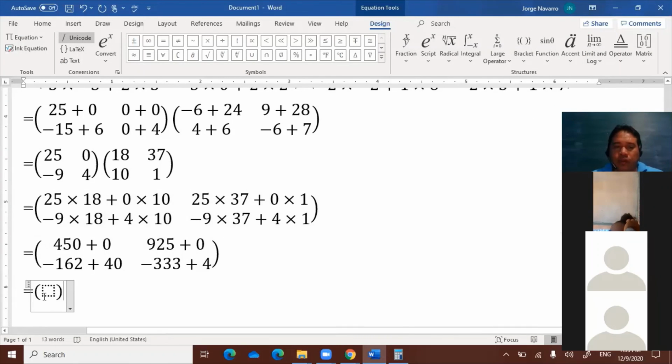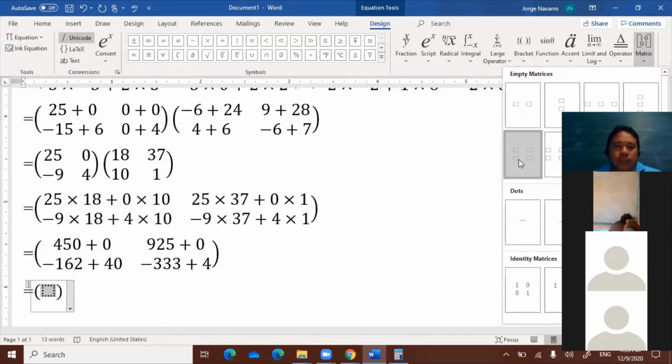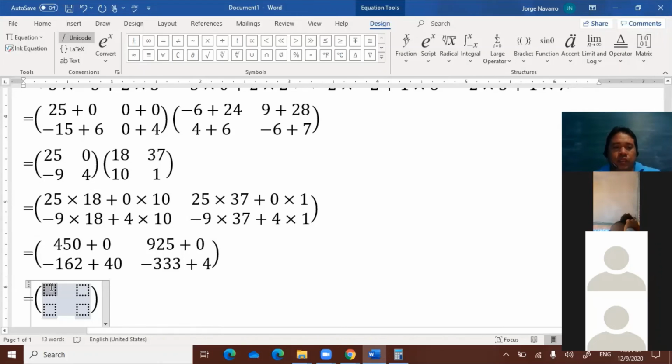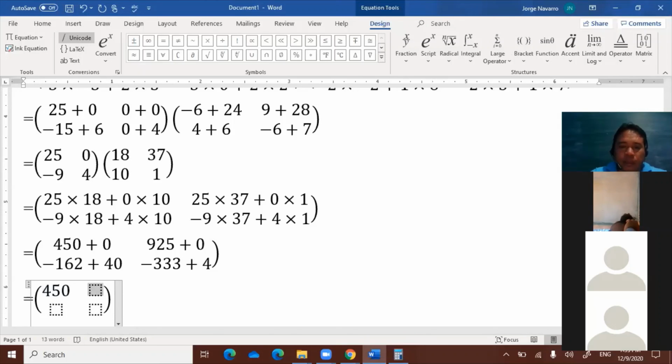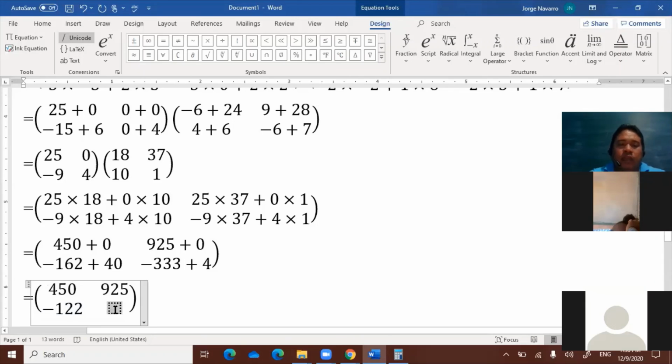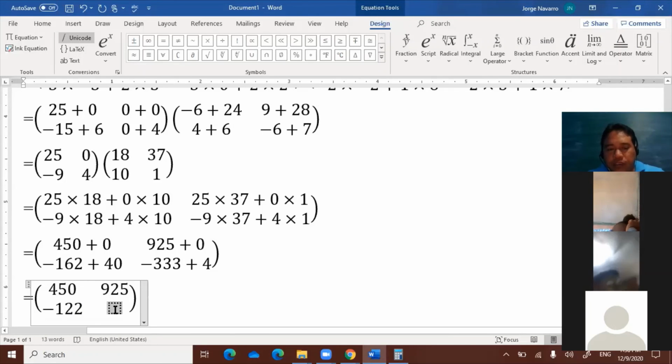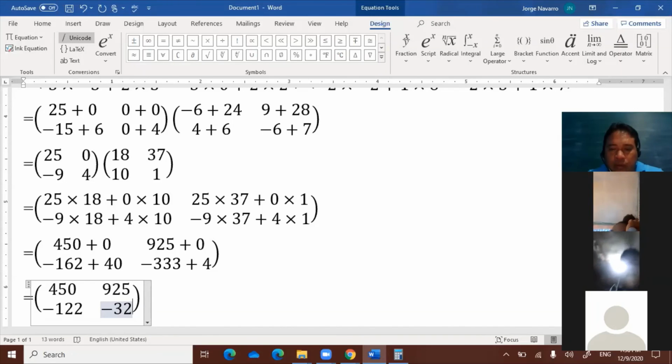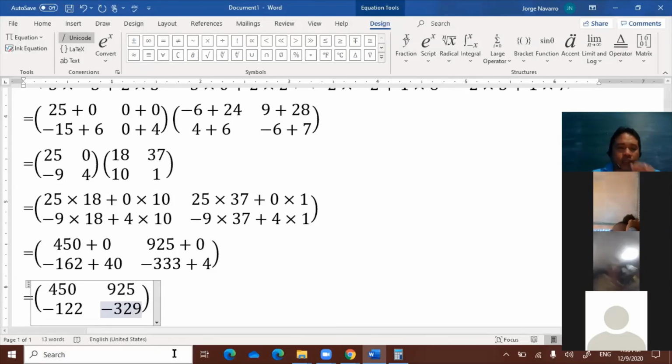And that will give me my result. Again, don't worry, I will be putting this as a PDF and uploading it to the section we already have there. So this will be 450, 925, 40 minus 162, that's going to be negative 122. And then negative 333 plus 4, that's going to be negative 329, I believe. And that is our first answer.